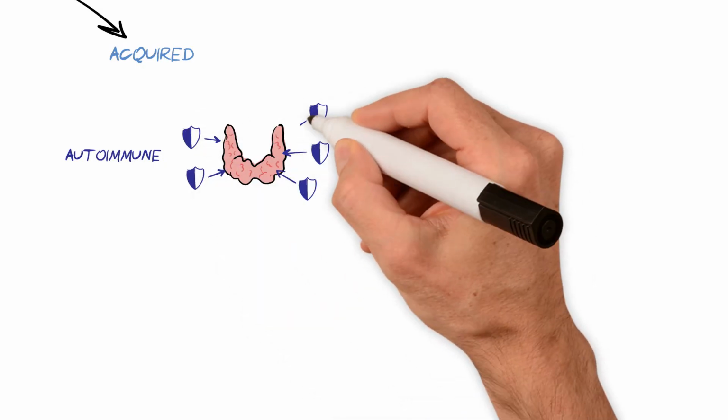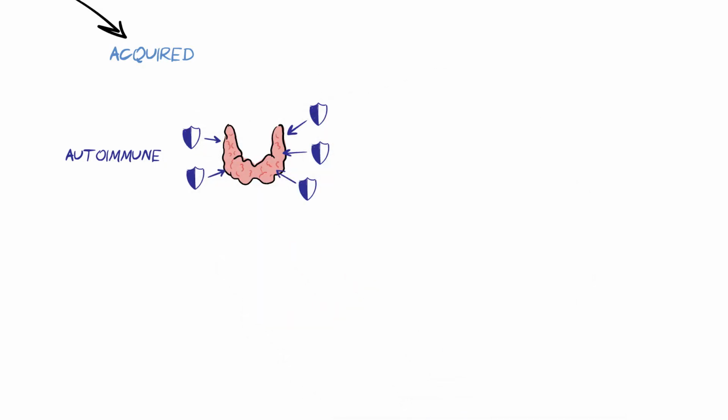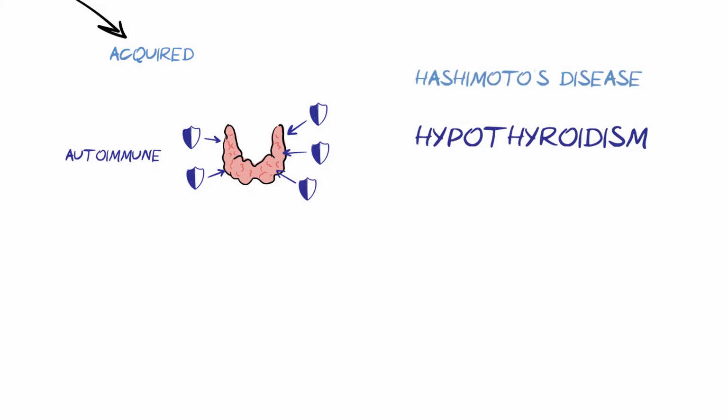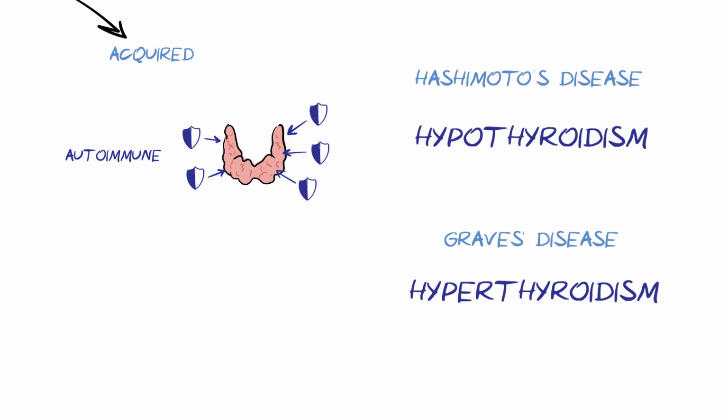Of these, autoimmune causes are the most common. Like with other autoimmune conditions, the body's own immune system is the problem, creating antibodies that either attack or stimulate the thyroid gland. Hypothyroidism is usually caused by Hashimoto's disease, and hyperthyroidism is most commonly caused by Graves' disease. Both of these can run in families.